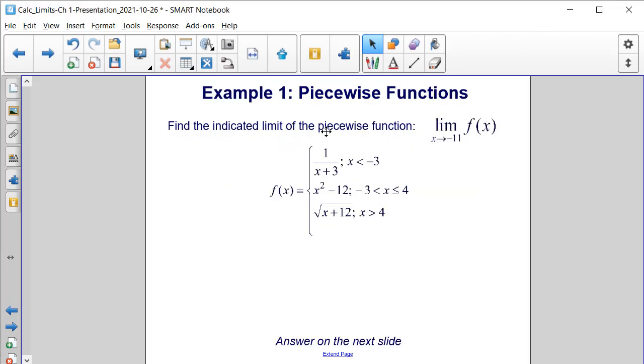Find the indicated limit of the piecewise function. F of x is equal to 1 over the quantity x plus 3 for x values less than -3. It's equal to x squared minus 12 for x values between -3 and +4, including +4. And it's equal to the square root of x plus 12 for x values greater than 4. And we are finding the limit of f of x as x approaches -11.